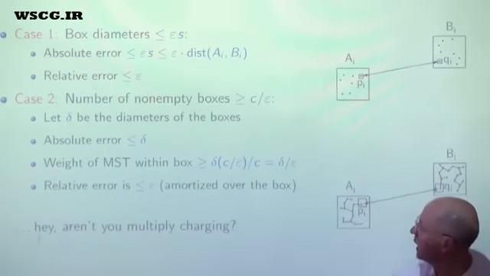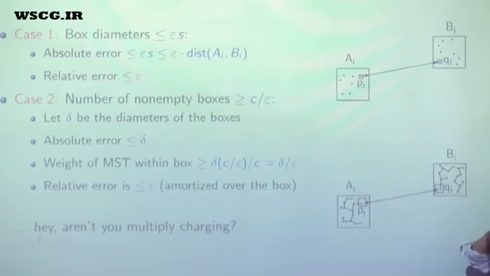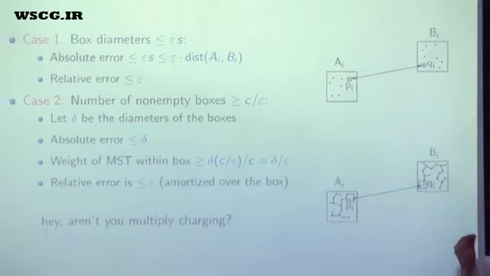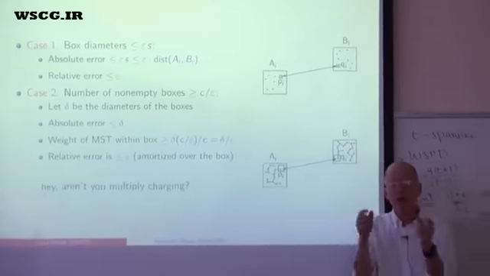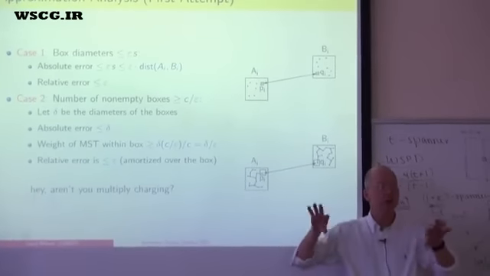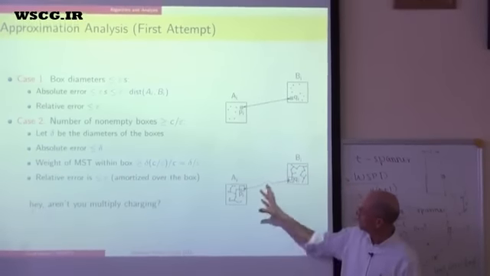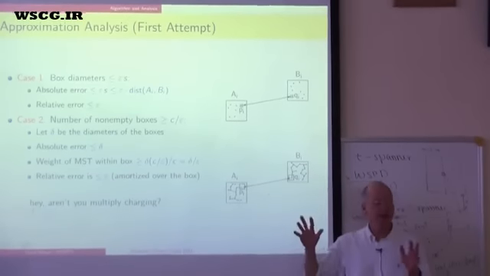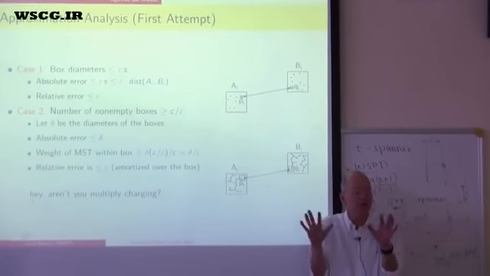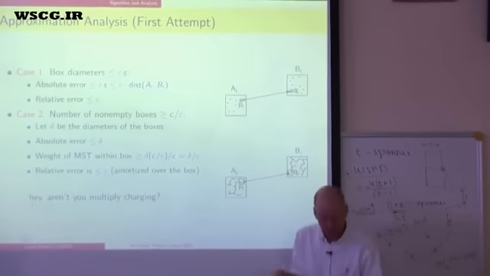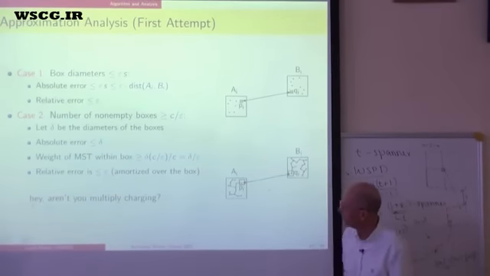And again, it's amortized over the entire box. So the good news here is that rather than charging my error against every individual edge, I am charging against the nearby weight of the spanning tree. And this is the new insight, I guess I would say. It's not a big insight. It's a very small insight. But this is what differentiates us from the algorithm by Callahan and Kosaraju.